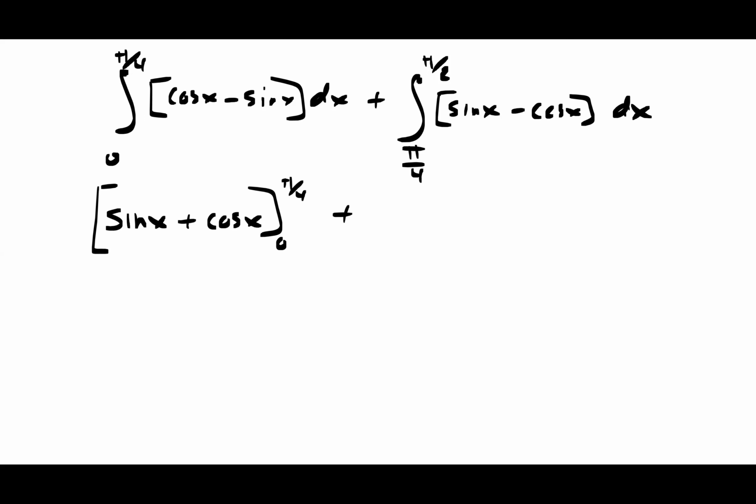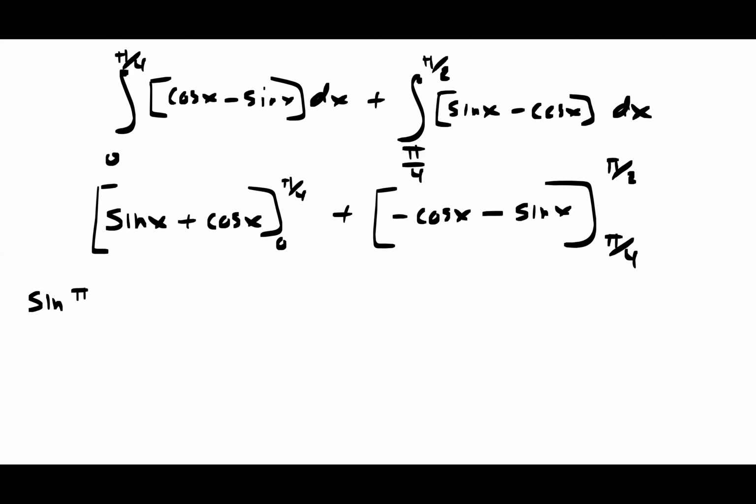Let me do the antiderivative here: plus the antiderivative of sine, negative cosine, and the antiderivative of negative cosine, negative sine. And then going from pi over 4 to pi over 2. Okay, tell me if I'm going too fast. Okay, so plugging in pi over 4, that's easy. And again, if you want to show all your work right here, that's fine. If you just want to put in the root 2 over 2 at this point, that's fine too.